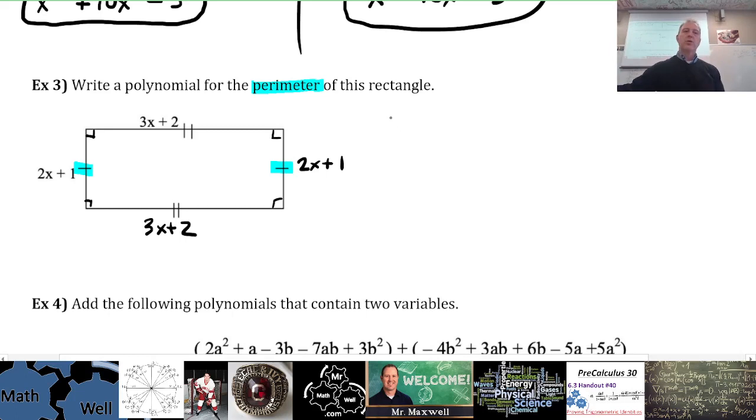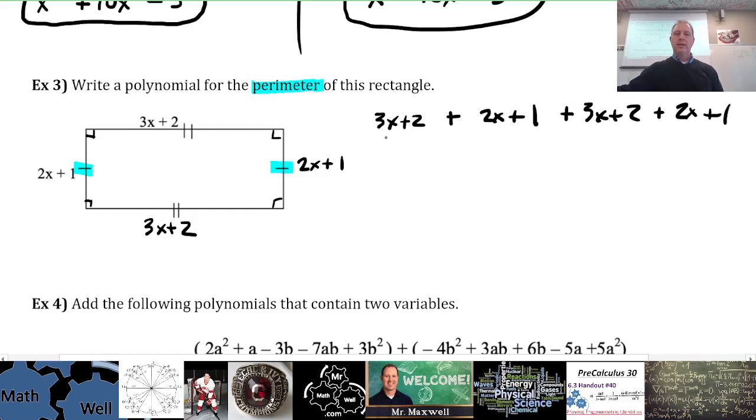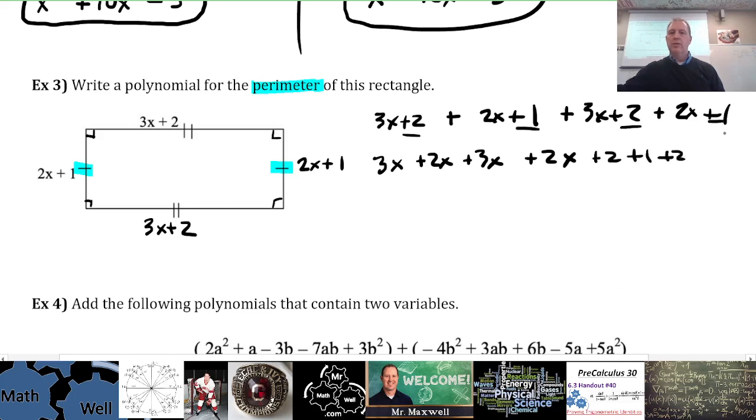But what we're going to do is add all of these up. So I'm going to go 3x plus 2. And I'm adding them, so I probably don't even need to write my brackets. You can, but let's save a step. Plus 2x plus 1. Plus 3x plus 2. I'm just going around the outside. Plus 2x plus 1. Okay, did I get that right? 3x plus 2, got two of those. Got two of those. All right, so gathering like terms, I've got 3x plus 2x plus 3x plus 2x. And the constants, I've got plus 2, plus 1, plus 2, plus 1.